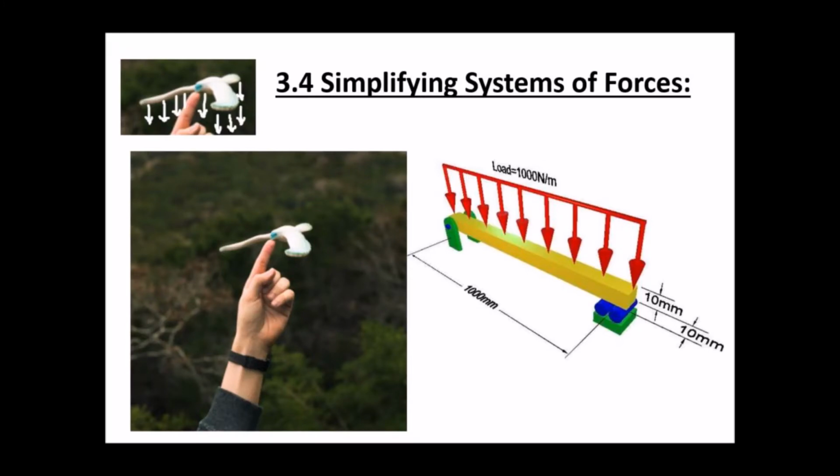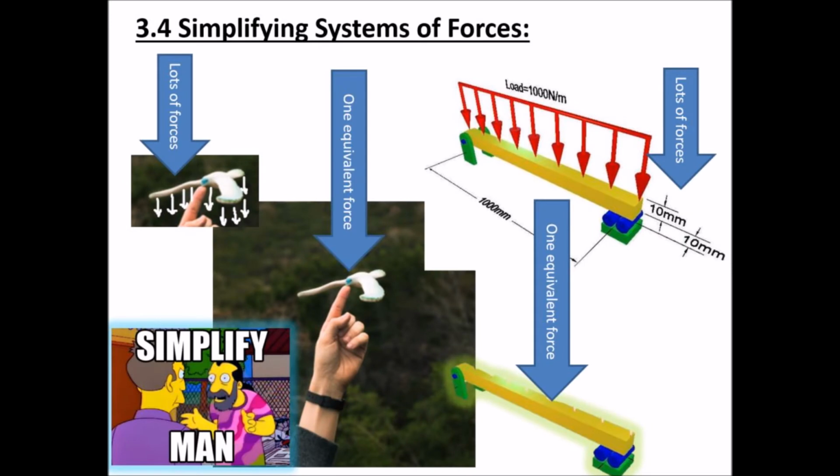Simplifying systems of forces. This is going to feed into distributed load, center of mass, and a few concepts in the future that we're going to be going over. And the idea is we don't want to have to keep track of every force on every single little atom in the system. We want to take a bunch of forces, add them all together, and create just one simple equivalent force out of it. So we're simplifying systems of complicated forces.